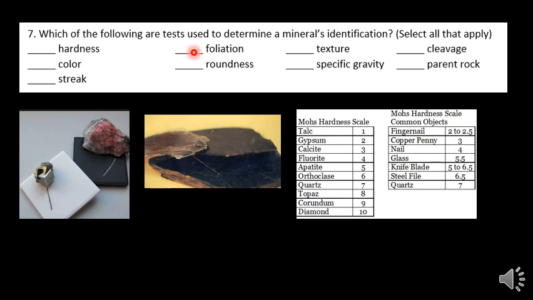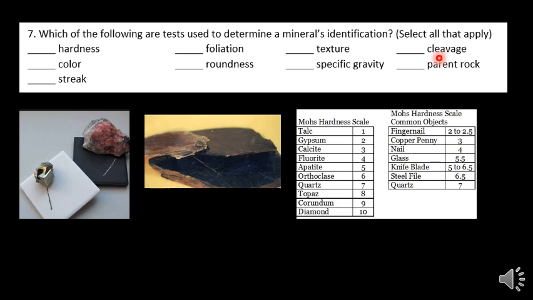Foliation wasn't a test. Remember, foliation is a metamorphic rock term, whether you can see those banded lines in it or not. Texture is not a term that we use for minerals. Again, I would say don't get minerals and rocks confused. Texture and composition is what we use for igneous rocks. Texture being the grain size, whether it has large grains or small grains that you can't see. And composition would be whether it's felsic or mafic. So this would not be a term we associate with minerals.